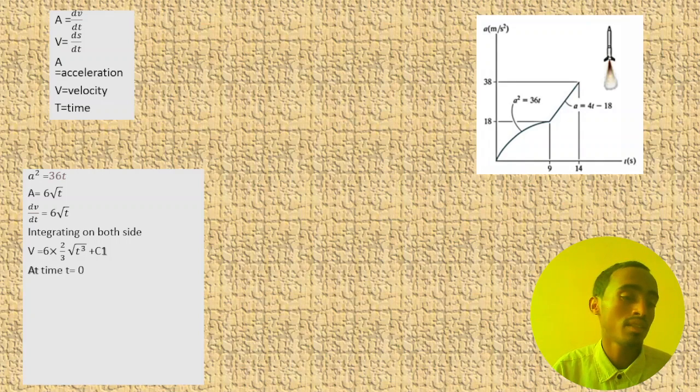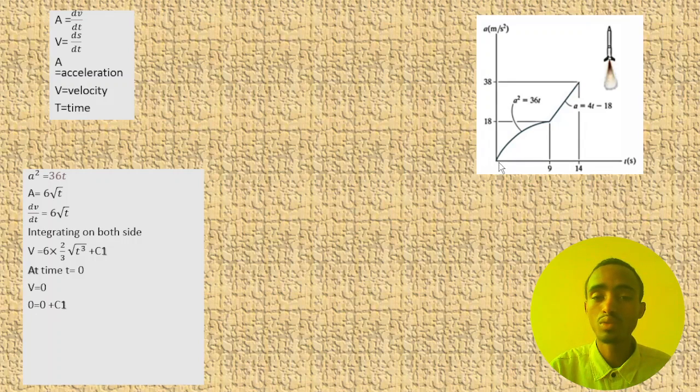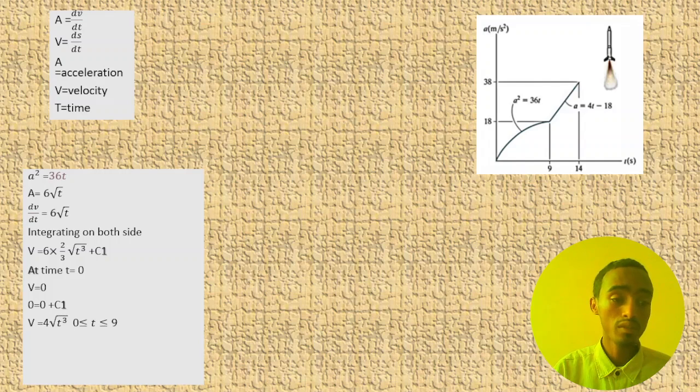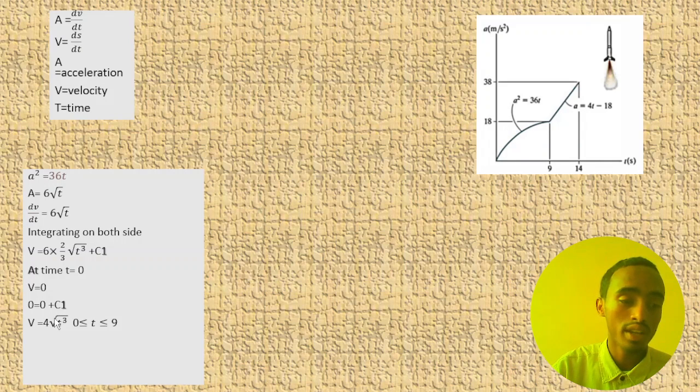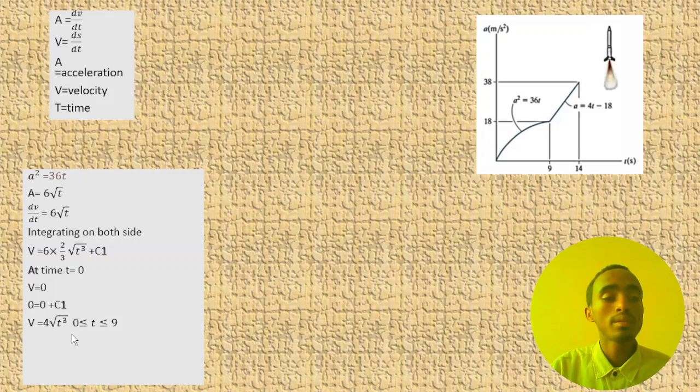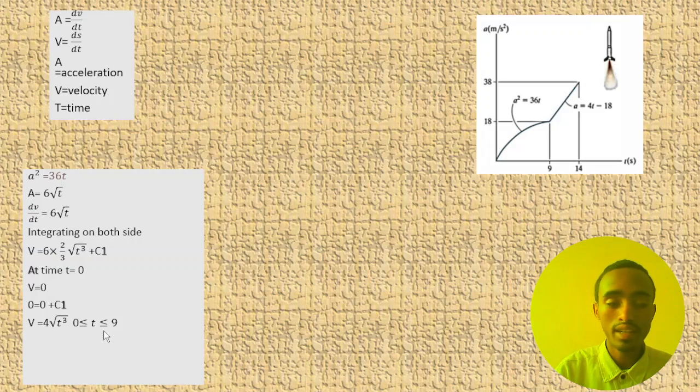Then we can find our constant c1 from time t = 0, where v0 = 0, since at t = 0 we have acceleration equal to 0, distance equal to 0, and v0 equal to 0. So 0 equals, at time 0, 0 times this number, which is also 0, plus c1. So c1 is equal to 0, and v equals 4 times the square root of t cubed for 0 less than t less than 9.